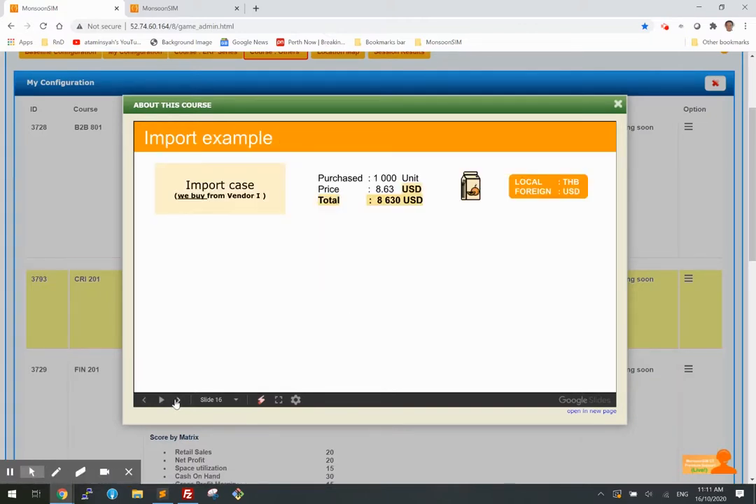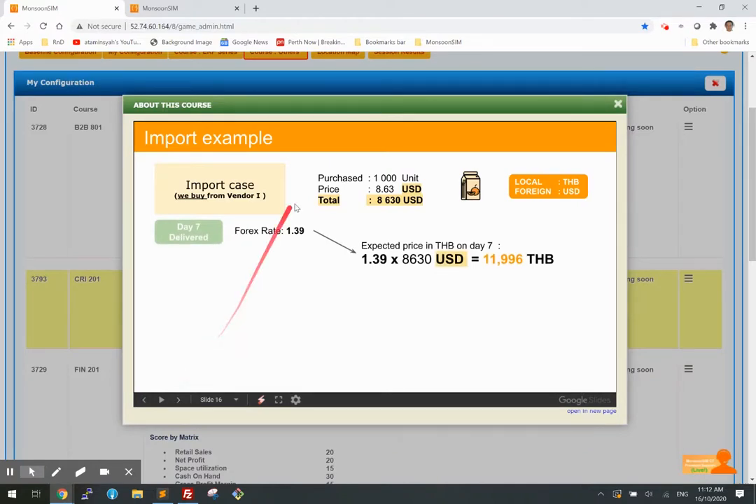Let's have an example of import. 1,000 units of melon juice or apple juice. Here's the price, 8 US dollars. So in total, your price is 8,630 US dollars. On day 7, the goods are delivered and the foreign exchange at that moment is 1.39. So you have booked into your account, you need to pay 11,996 Thai baht.